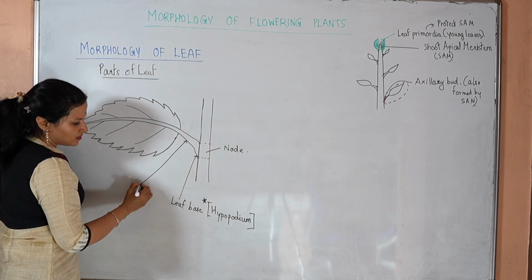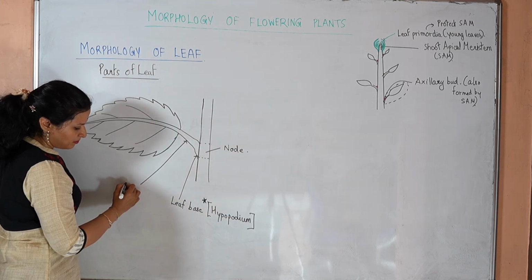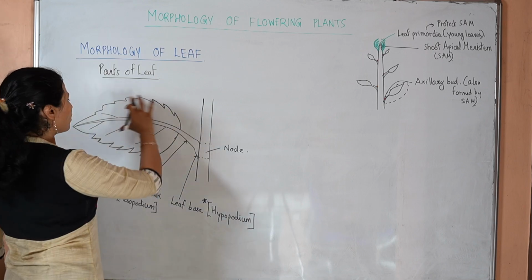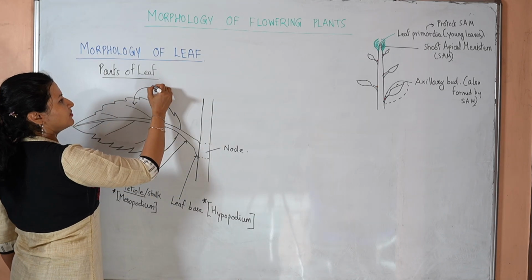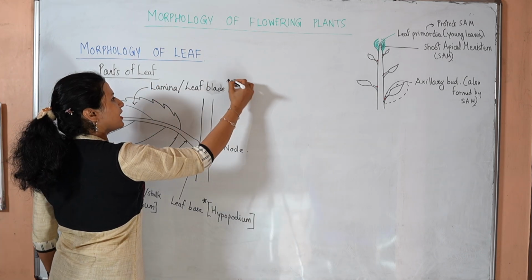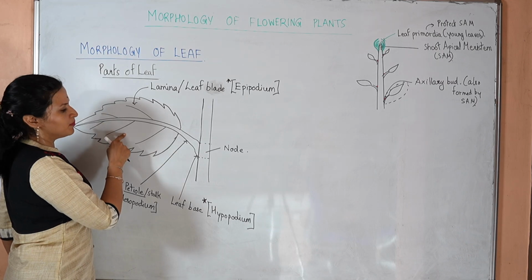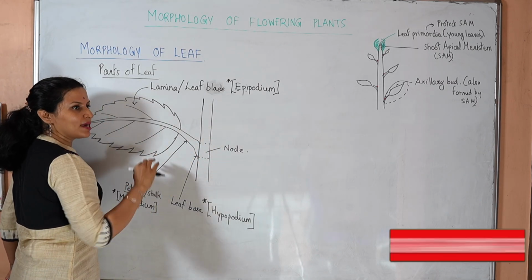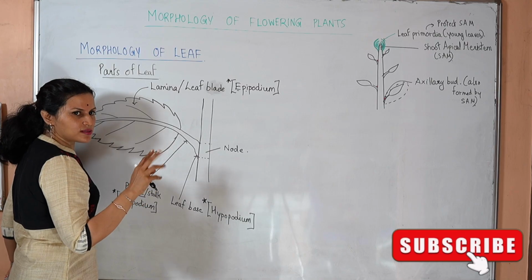The second part is the stalk, which is called the petiole, also called the mesopodium. And this broad green part is the third part, which is called the lamina or leaf blade, also called epipodium. Epipodium, mesopodium, hypopodium. Epi means upper, hypo means lower. Remember these words, these are important for you.